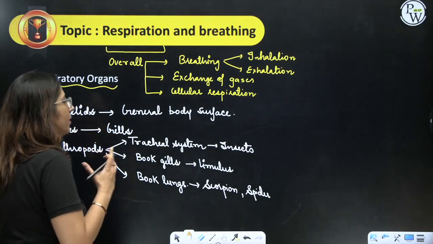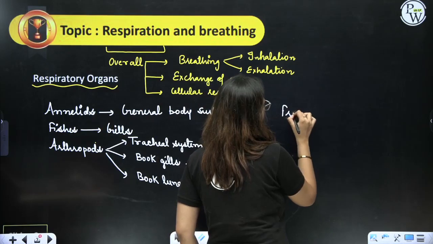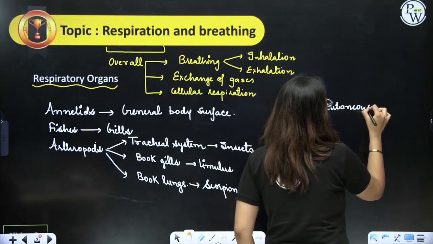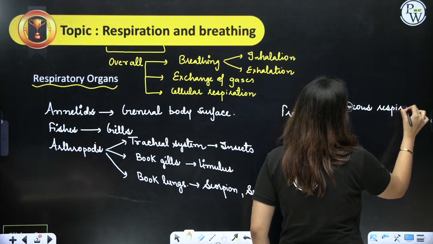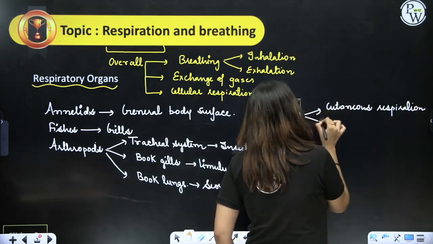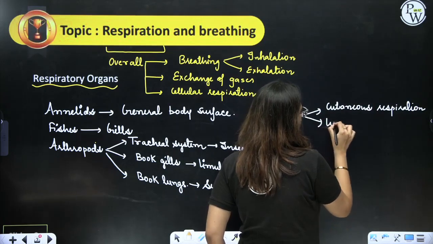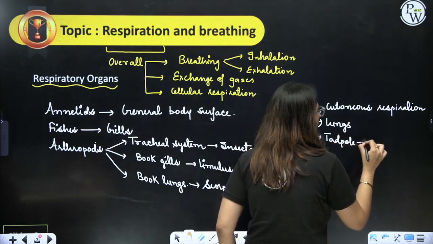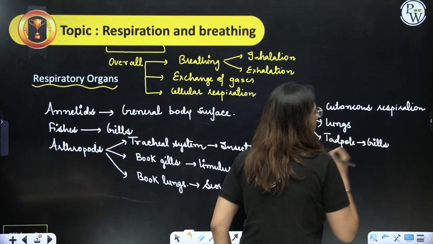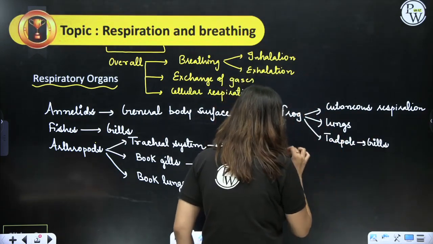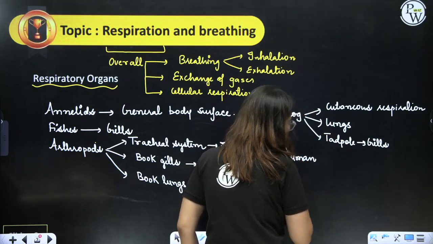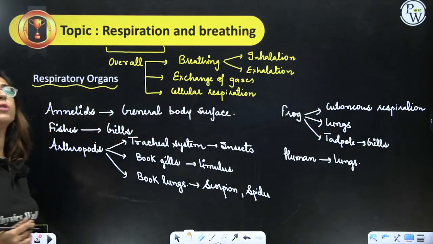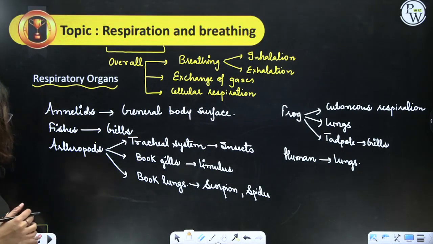Let's talk about another important thing, the frog. In the frog you will find cutaneous respiration. That means the exchange of gases occurs through the general body surface. They also respire with the help of lungs. And in fact, when we talk about the tadpole, what do they have? The gills. Clear? Let's talk about the most modern group of organisms. What is that? That is human. In humans, we have lungs. Lungs are present. Isn't it great? So different groups of organisms, different structures are present. Let's move on to the next.